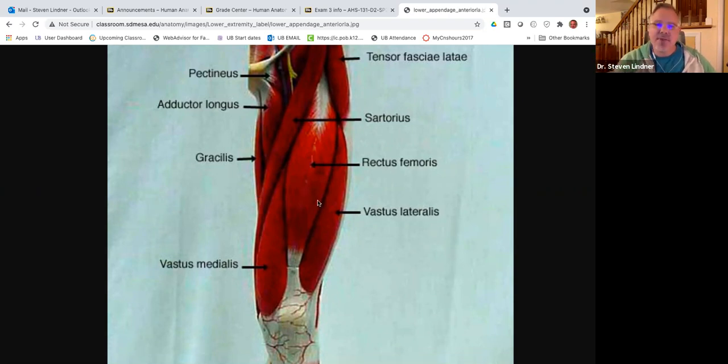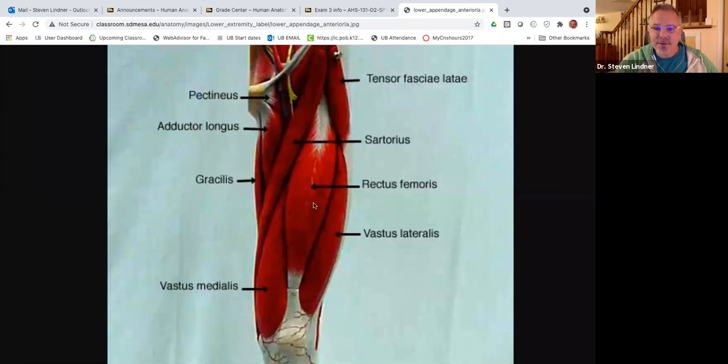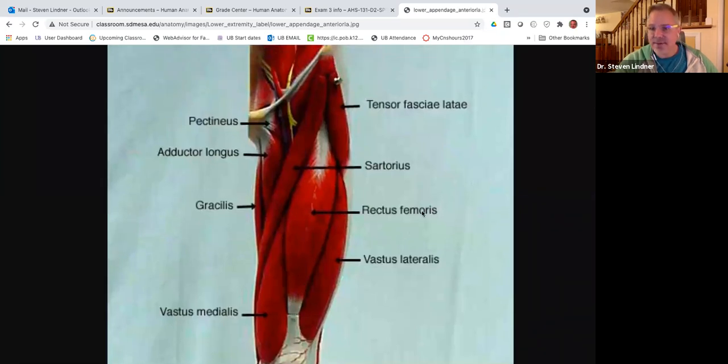Let's look at 3 of the 4 quads that we can see. The most superficial one that we can see right down the center is called the rectus femoris. That's the rectus femoris right here.